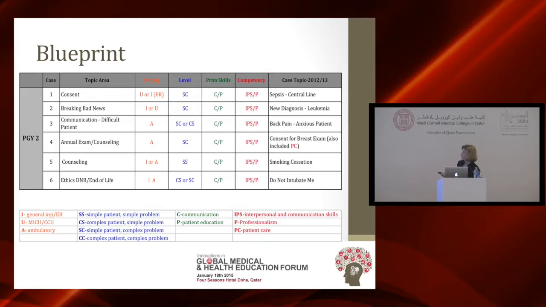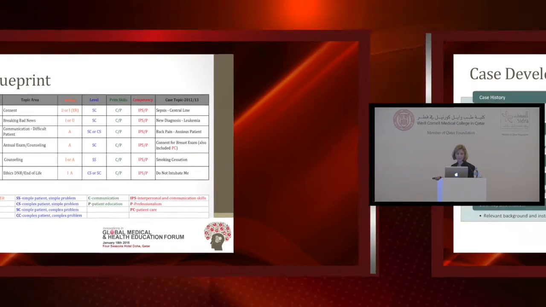So for example, for the second years, we have a consent case that's simpler, and then for the 3rd-year residents, we have a complicated consent case. It's a complicated case with a complicated consent. And then the primary skills, the competencies, which I mentioned, for most of them, they're interprofessional communication skills and professionalism. And then these are the specific cases for that year. So this is just a snippet of the PGY curriculum.